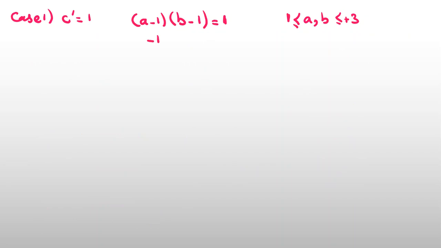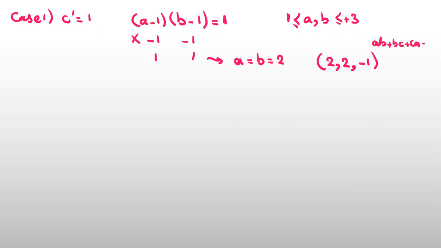So if you have this negative 1, or 1, 1, negative 1 is impossible because A is 0, B is 0. From here, A equal to B equal to 2. So here, our answer will be 2, 2, C prime is 1, so C is negative 1. And you can see AB plus AC plus BC in this case will be 0.